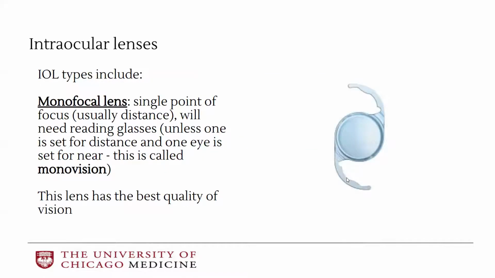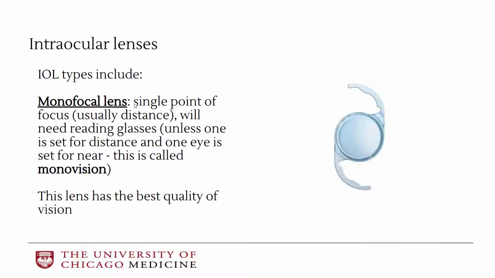So I wanted to go over just a couple different lens types. There are more lens types, but I think this is a good way to understand the overall decision-making process. The vast majority of my patients get what's called a monofocal lens. Mono, of course, meaning one, focal meaning point of focus. And a monofocal lens has a single point or single distance at which it is most focused.